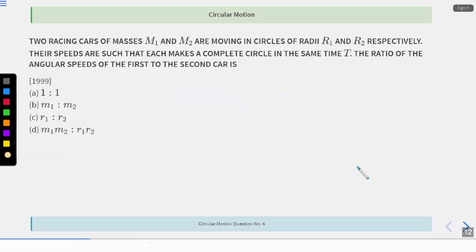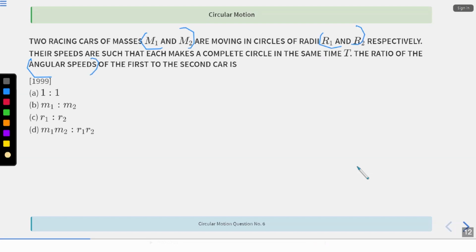Moving on to the next question. Two racing cars of masses m1 and m2 are moving in circles of radii r1 and r2 respectively. Their speeds are such that each makes a complete circle in the same time t. The ratio of the angular speeds of the first to the second car is what? Okay, so here it is a direct question, right? They have given us m1 and m2, and then there is r1 and r2. But what do we need to find? We just need to find the angular speeds.